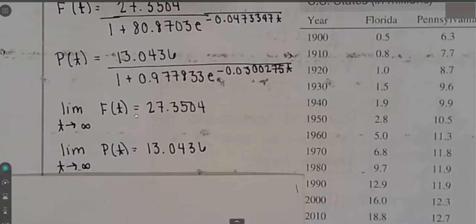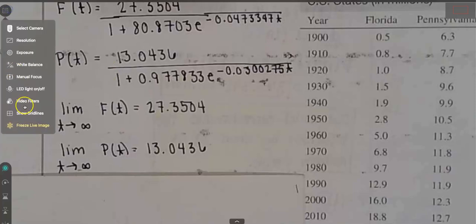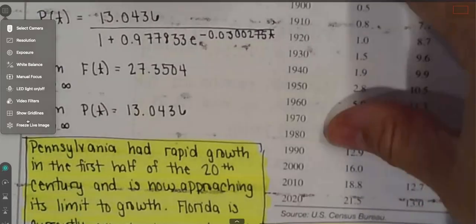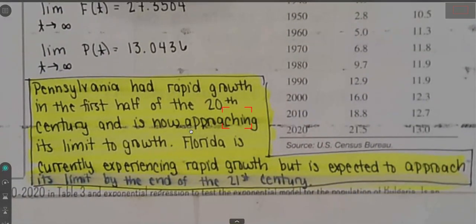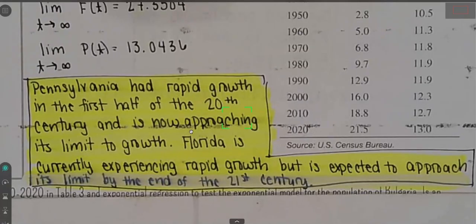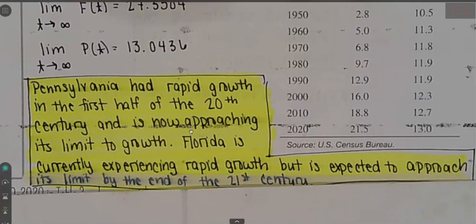All right, here is the answer to the question. It says interpret their significance. Pennsylvania had rapid growth in the first half of the 20th century and is now approaching its limit to growth. Florida is currently experiencing rapid growth but is expected to approach its limit by the end of the 21st century, according to the models.